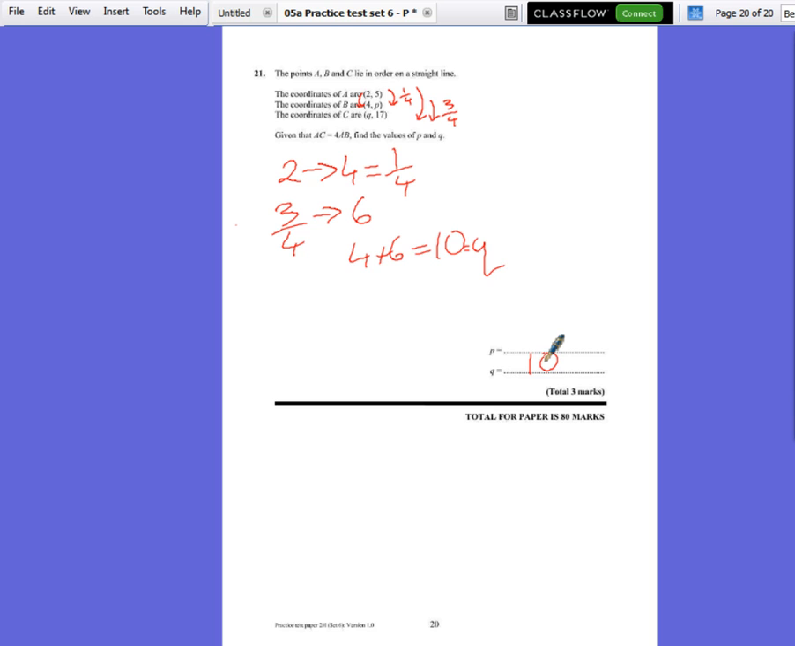To work out P, we know that to get from 5, the y coordinate of A, to 17 is the full line. So from 5 to 17 is 12, and that's the full line. So a quarter of the line will be 12 over 4, which is 3. So I need to move on 3 places from 5. So 5 plus 3 would be 8 as the coordinate for P.